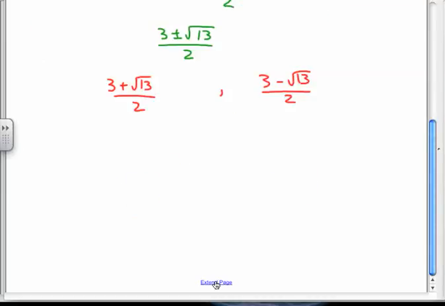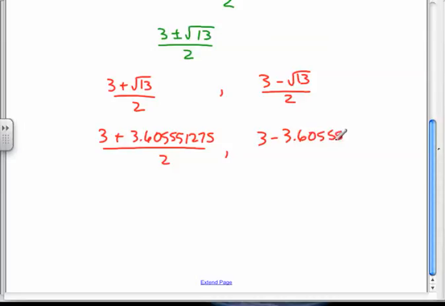Now, guys, the first thing I always do with these problems, I find out the value of the square root of 13. And I'm not going to round this at all. I'm just going to write what the calculator gives me. I mean, it has to round it some, but I'm going to write all those digits. 3 plus 3.605551275 all over 2. This is, of course, 3 minus 3.605551275 all over 2.